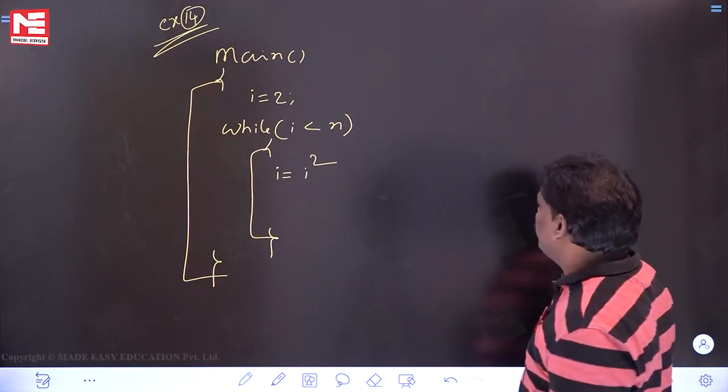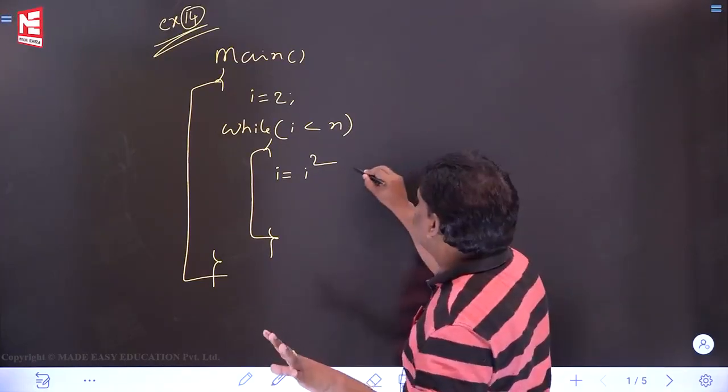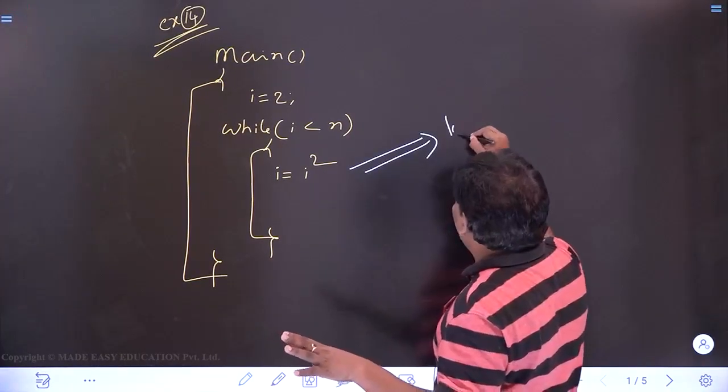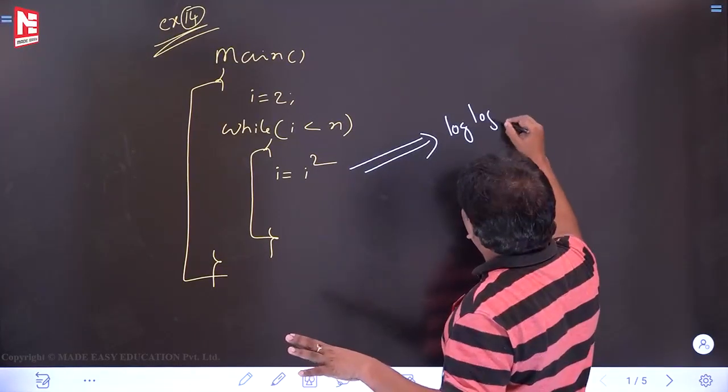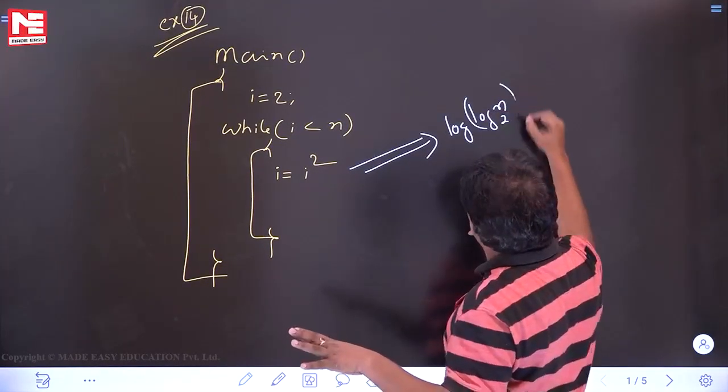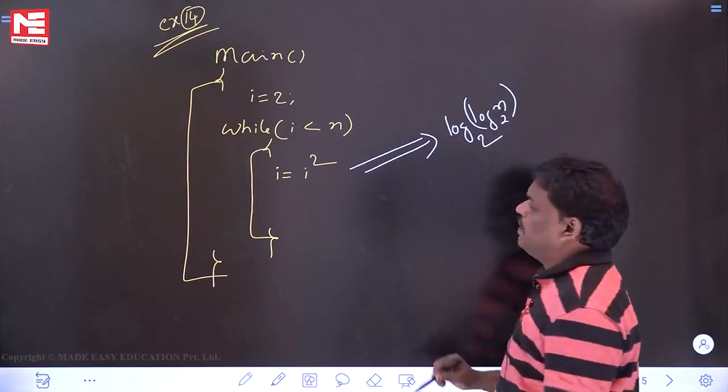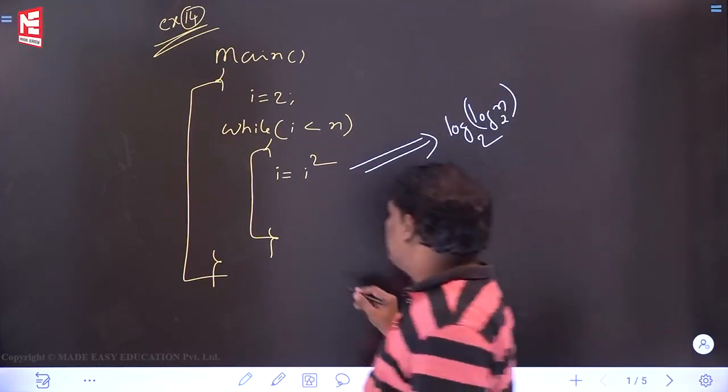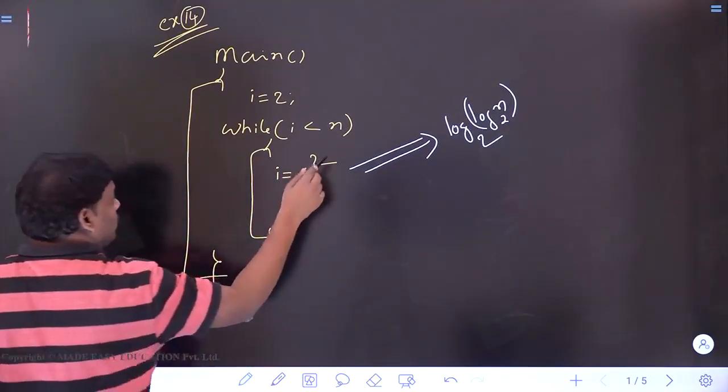The answer of this problem is going to be, suppose if the problem is like this, the answer is like this: log n base 2, outside also base 2. You know this very well. This is the answer of this problem. Suppose assume that always I becomes I square. This is the answer.